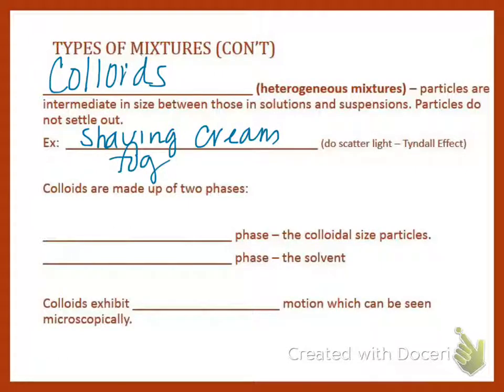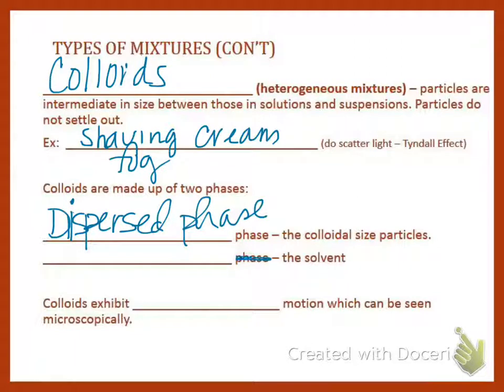Okay? Colloids have two phases. They have the dispersed phase, which is the particles, the colloid particles themselves. That's dispersed. And then this is actually supposed to be dispersing medium, so cross out, that's a typo. And basically, this dispersing medium is like the solvent.